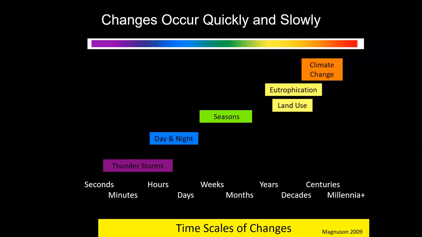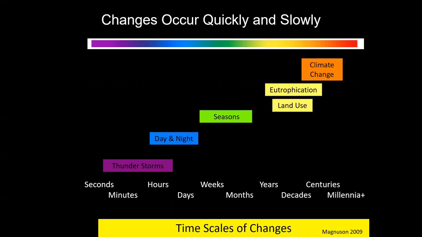Changes occur both quickly and slowly, and here's a time scale of changes, from things that occur in seconds and minutes out to the other end of things that occur in centuries and millennia. You see we move from thunderstorms to day versus night, seasons, eutrophication or over-enrichment of lakes, land use changes, and climate change.